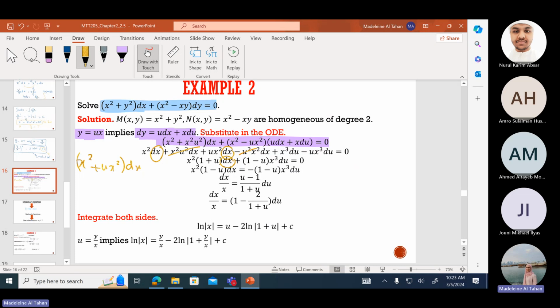The second one is, where is du? Du is here and here. So what will we get? x cubed minus ux cubed du, right? Are you okay with it? Then dx on one side, du on the other side. Then x and dx on one side, u and du on the other side. What did we get? We will get this one at the end, right? Now our aim is to solve this one.